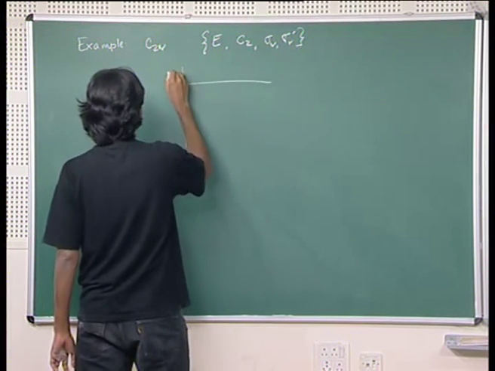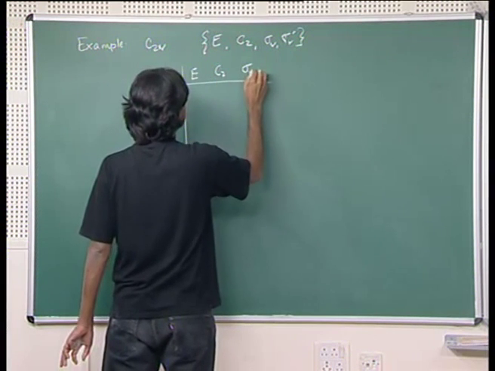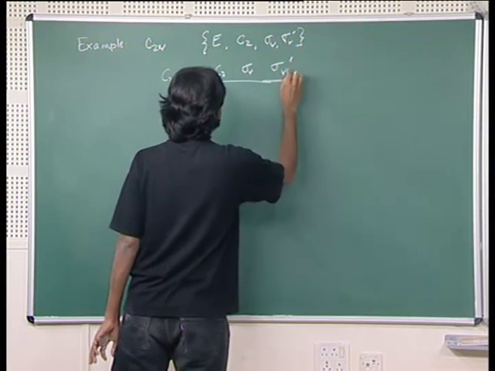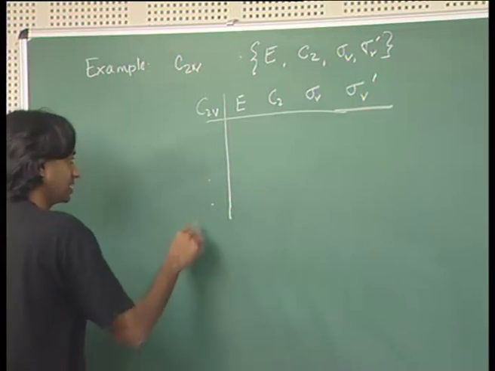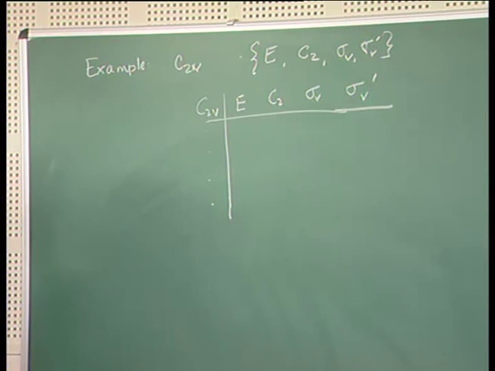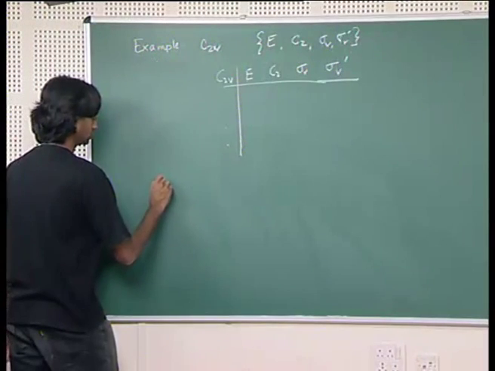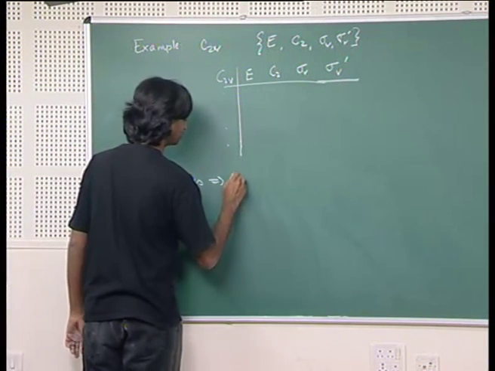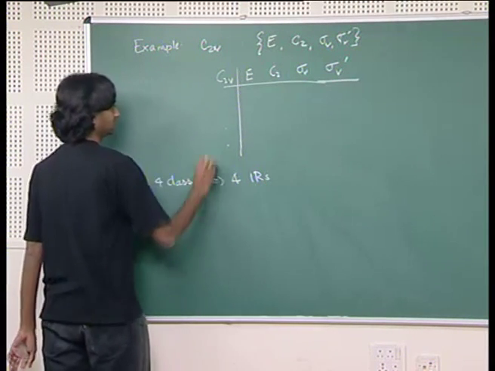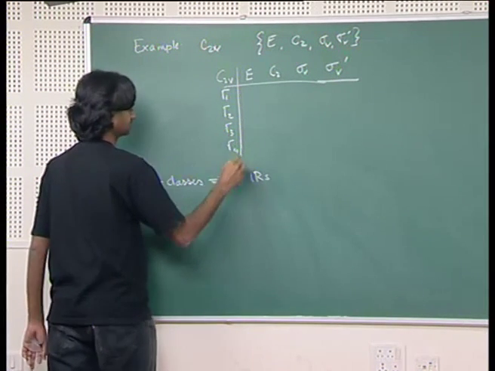So, then C2V looks like this: E, C2, sigma V, sigma V prime. So, there are 4 elements, and there are 4 classes. Okay. So, we have to find the irreducible representations. Now, you can immediately see that the number of irreducible representations... So, I will just write down what are the various things we are using. So, since 4 classes imply 4 irreducible representations, we will just call them gamma 1, gamma 2, gamma 3, gamma 4.